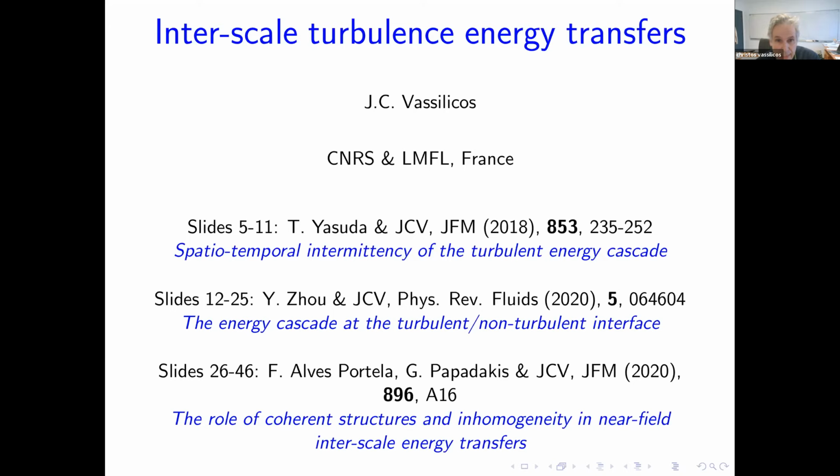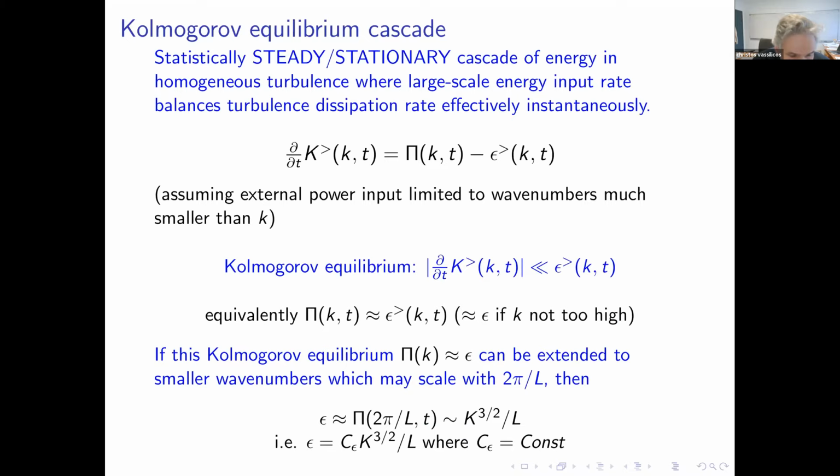So the main cascade that we know of, that we have studied a lot in the last 80 years in turbulence, is the Kolmogorov equilibrium cascade, which is a stationary cascade in the way that I will define in this slide. It's derived for homogeneous turbulence, and it's a situation where the large scale energy input rate balances turbulence dissipation effectively instantaneously.